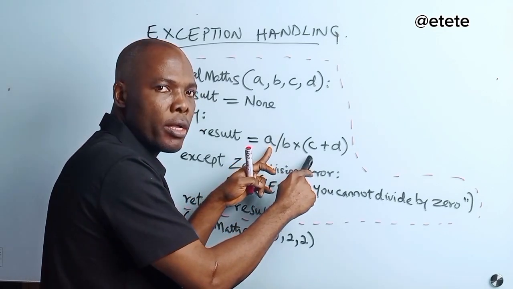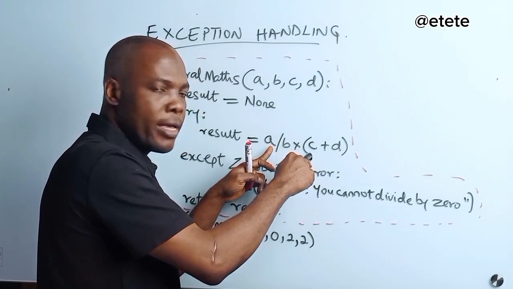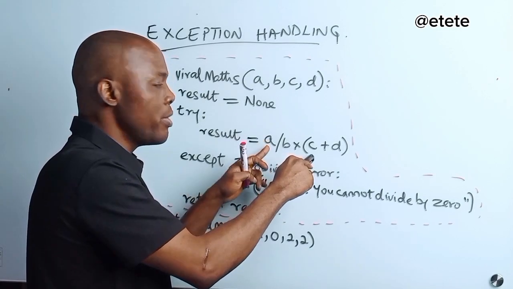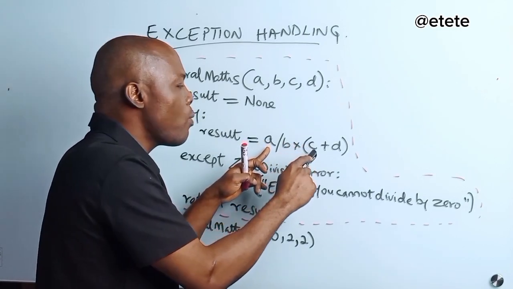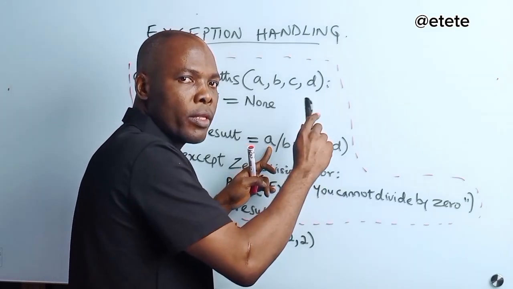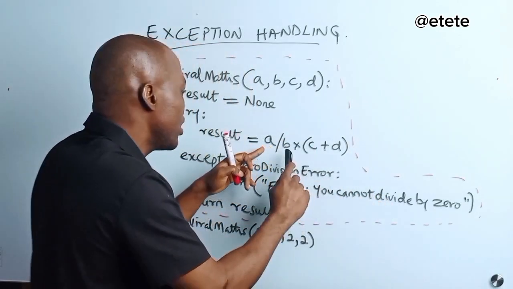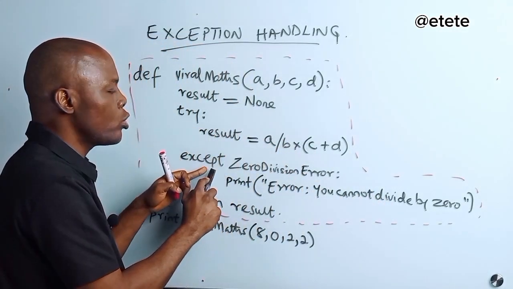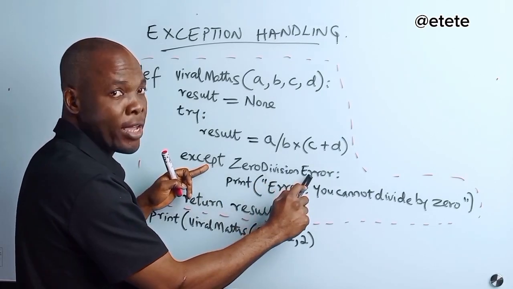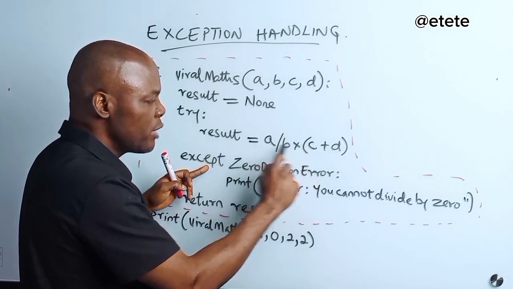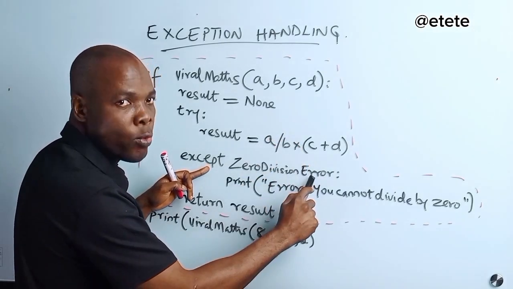This error, which will be raised here, this zero division error, will be raised at this point. The system will throw you an error. Once that error is thrown, instead of crashing the program, it will pass control to this except block. So this except will catch the error that is raised. This place will raise the error, and this except block will catch it.